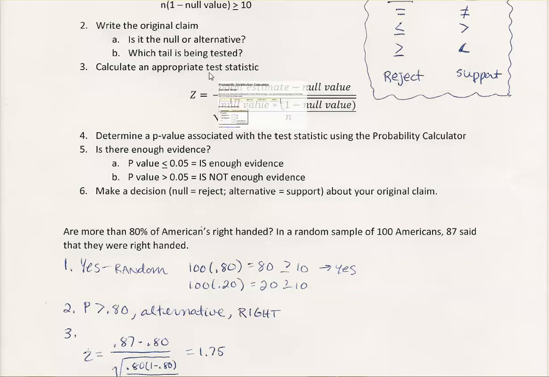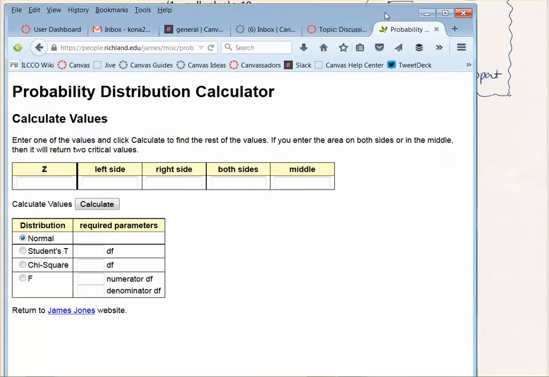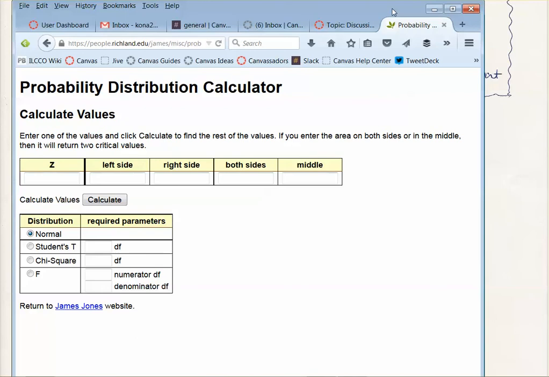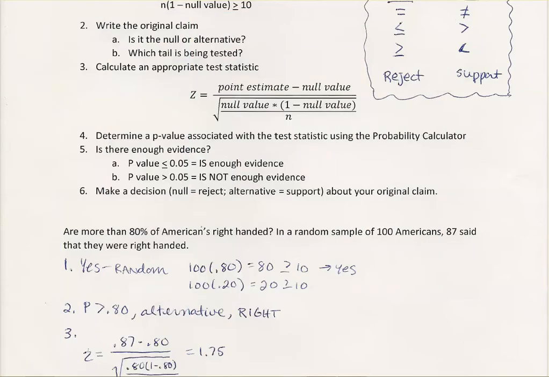So if you remember, the probability calculator is right there. That's what we're going to be using to determine the p-value. Sorry, I just wanted to pull that one in there. Is there enough evidence? When you get asked that question, the only thing you look at is the p-value. Is the p-value less than or equal to 0.05? Then there is enough evidence. Is your p-value greater than 0.05? There is not enough evidence.